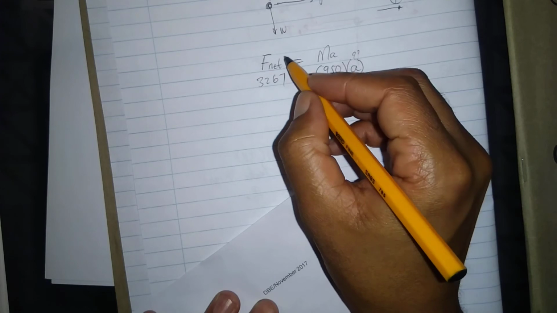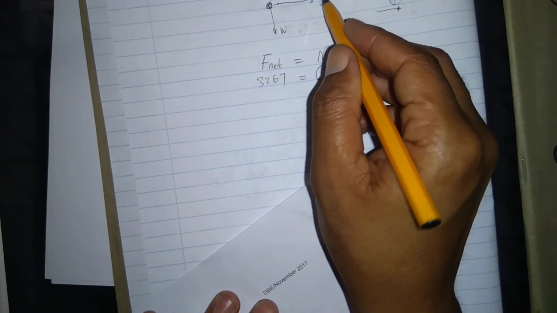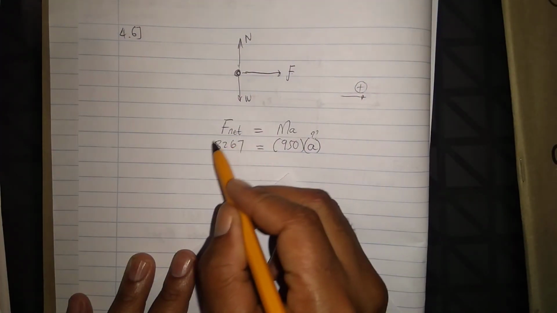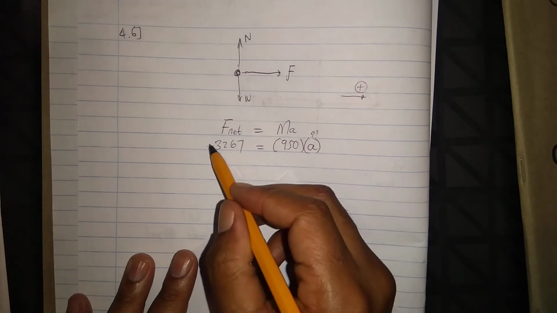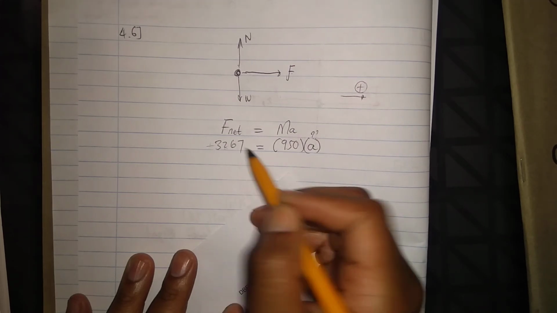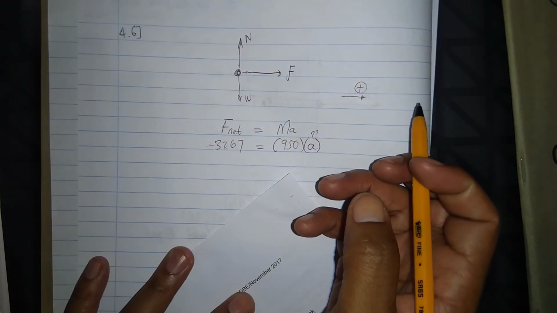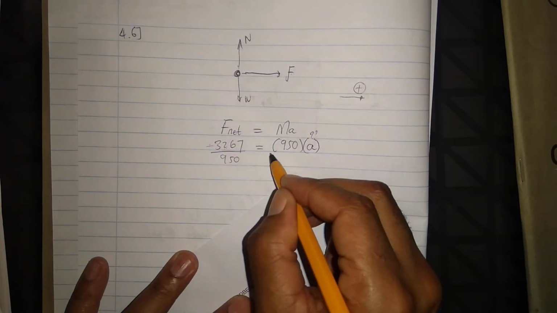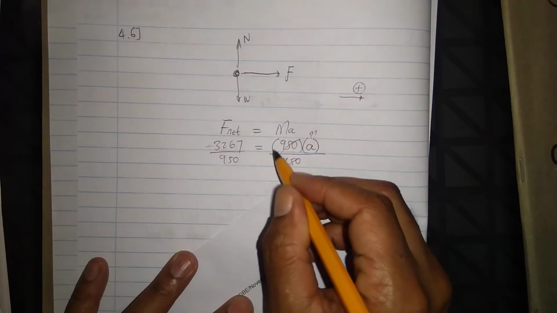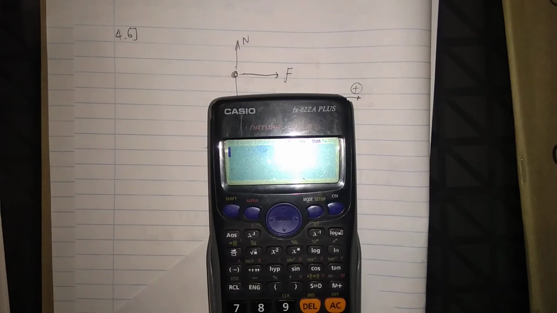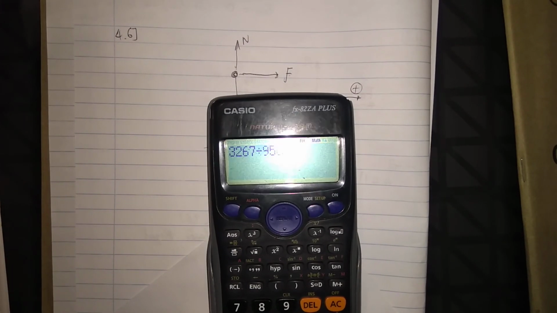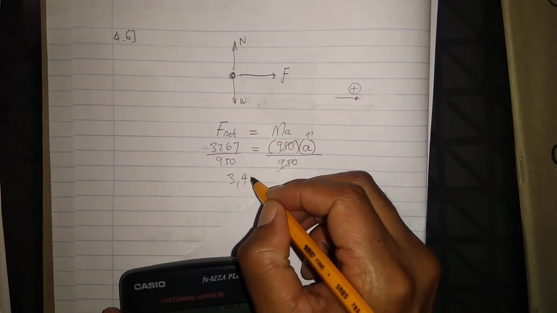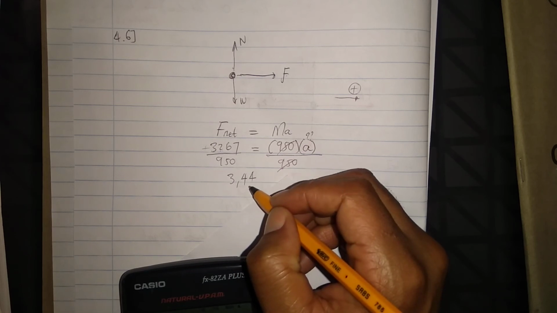The only F net active here is the frictional force, and it points to the right, and to the right we chose as positive. So F net is equal to the frictional force, which is 3267 to the right. Now let's calculate the acceleration: 950 a, cancel. So 3267 divided by 950 is equal to 3.44.